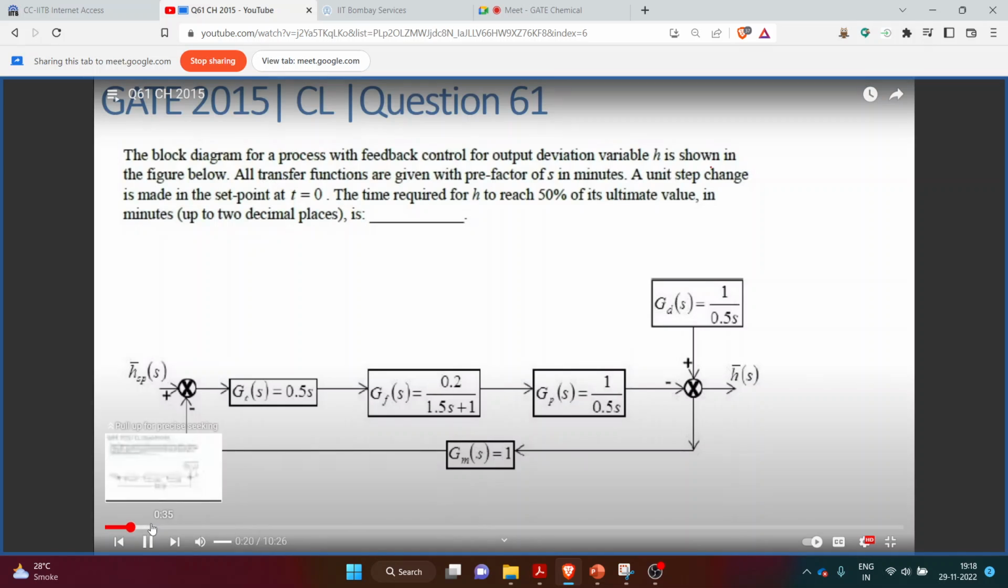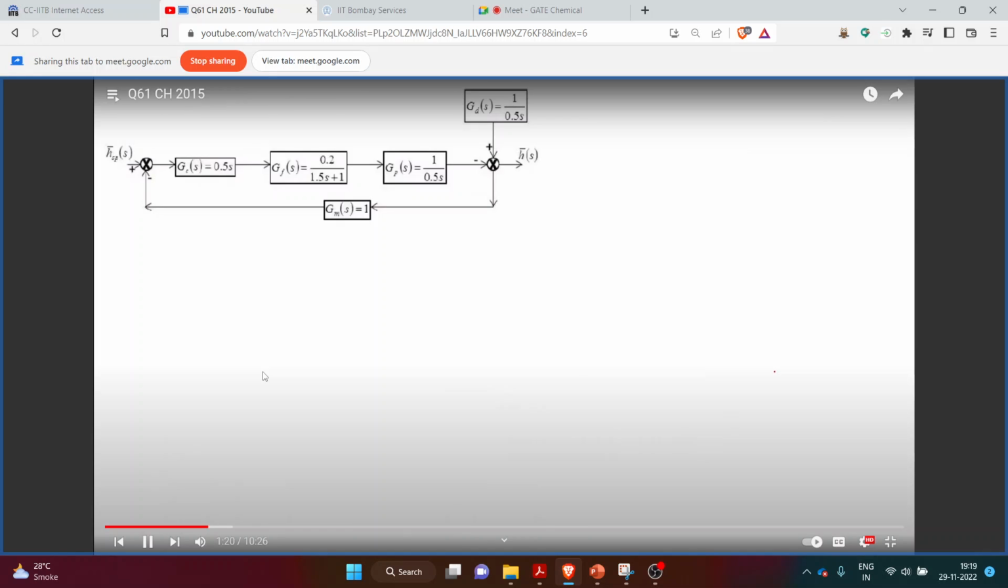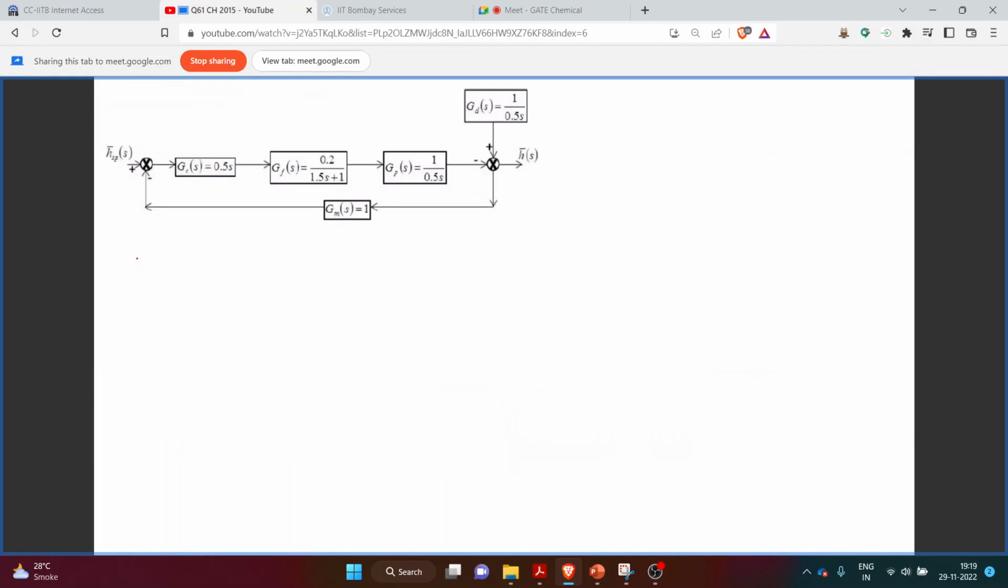Multiplication variable h, percent of the ultimate value is h. To find it, let's start solving the question. We can write the relation, the transfer function between h of s and the input set point hsp of s as the numerator of this transfer function, which will be the multiplication of these three blocks.